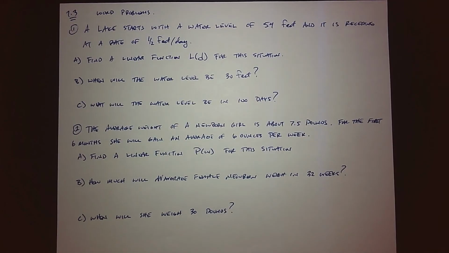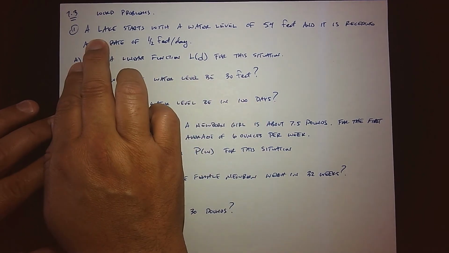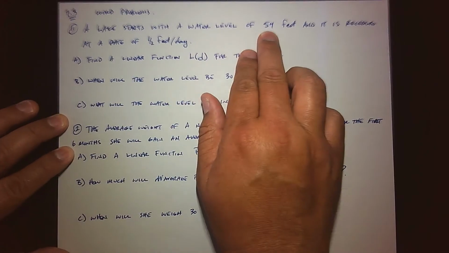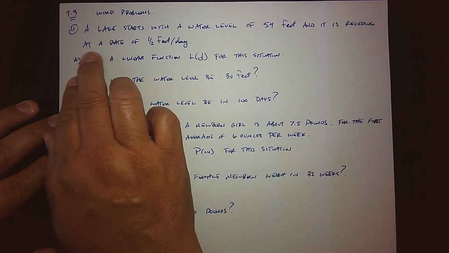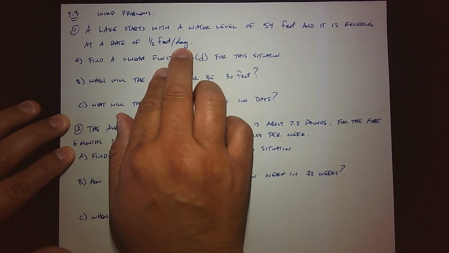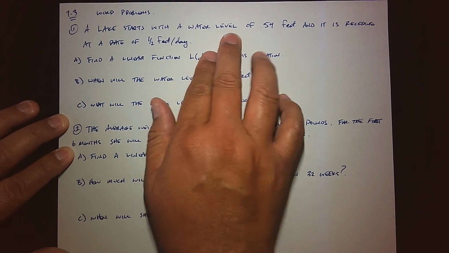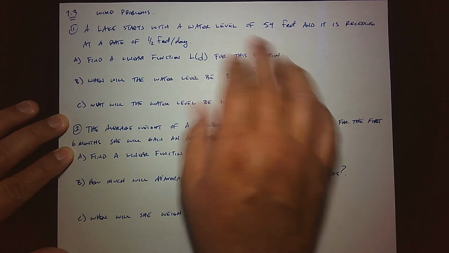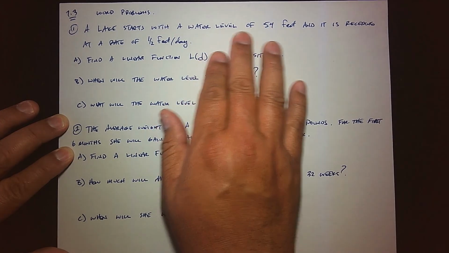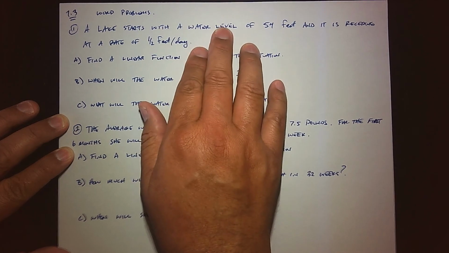So now that a review of lines is complete, we have a function in slope-intercept form, and we reviewed how to graph. The next thing that we did with lines is we fit data. So we were given some information. Like in the first one, we have a lake that starts with a water level of 54 feet, and it is receding at a rate of a half foot per day, right? And so that information gives us enough information to find the line fit for that situation.